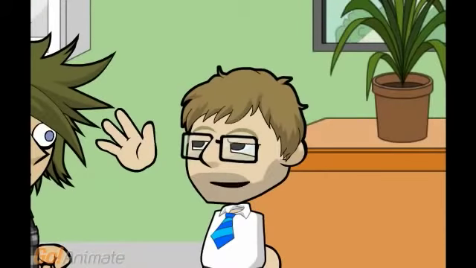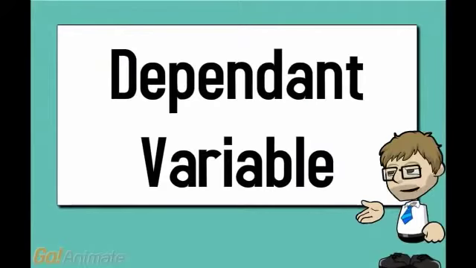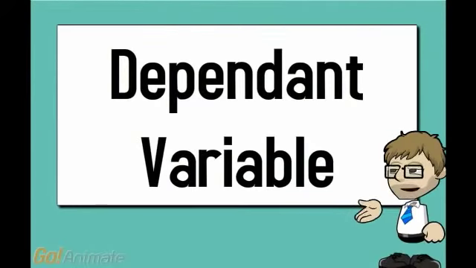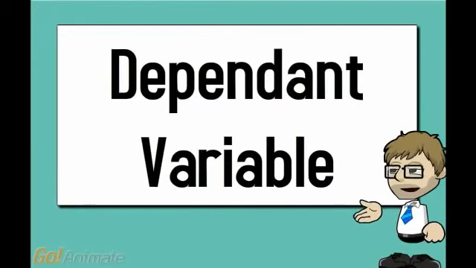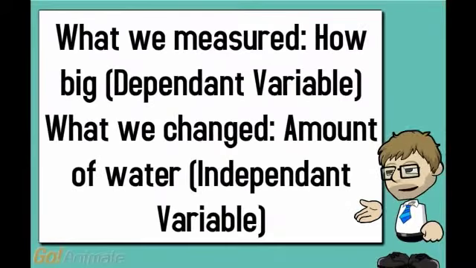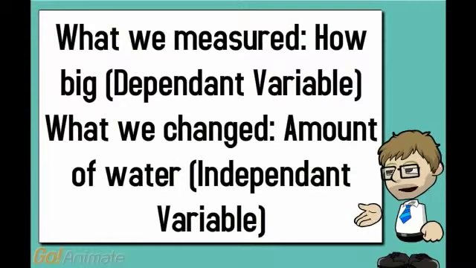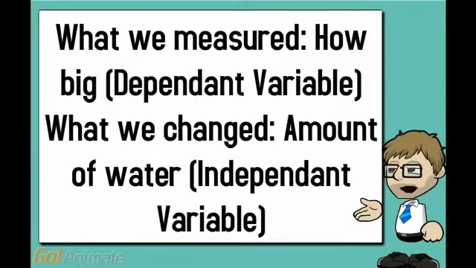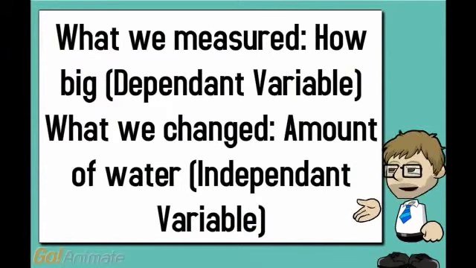That's right, Jacob. An easier way to think about it is like this. In an experiment, the dependent variable is what you're trying to measure. In our experiment, we were trying to measure how big the plants got. We found out that how big a plant got depended on how much water you gave it. So the thing that we changed was how much water. So that's our independent variable. The thing that we measured was how big it got. So that's our dependent variable.